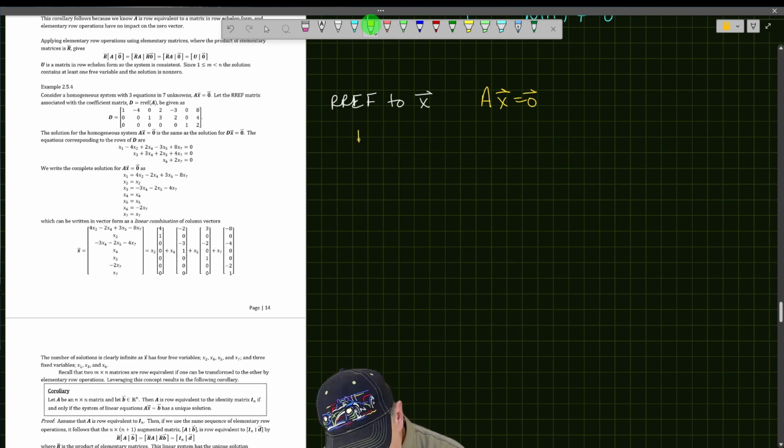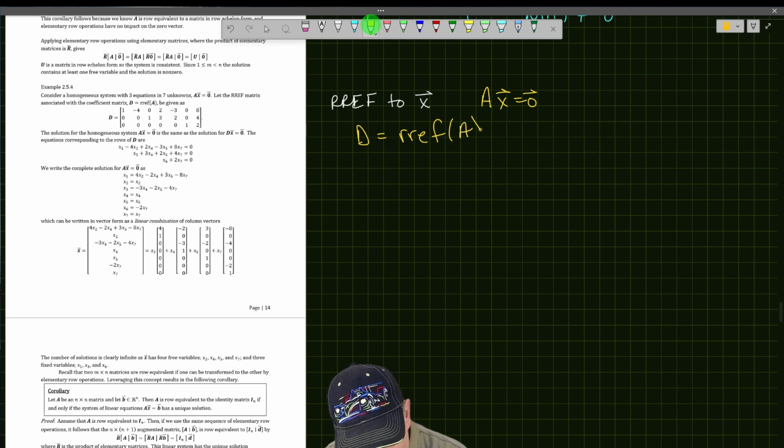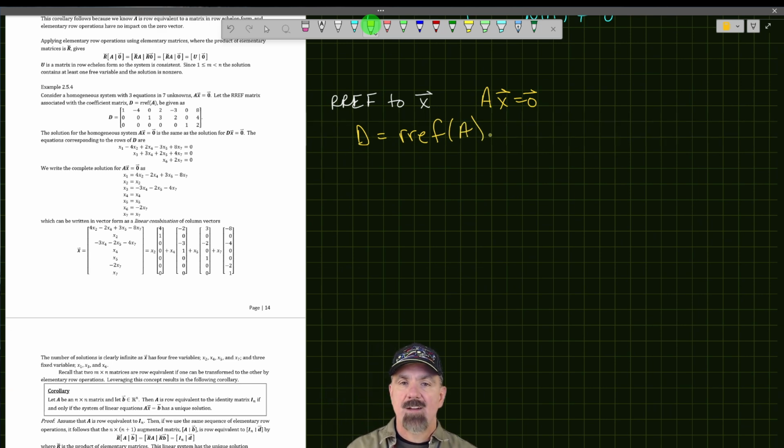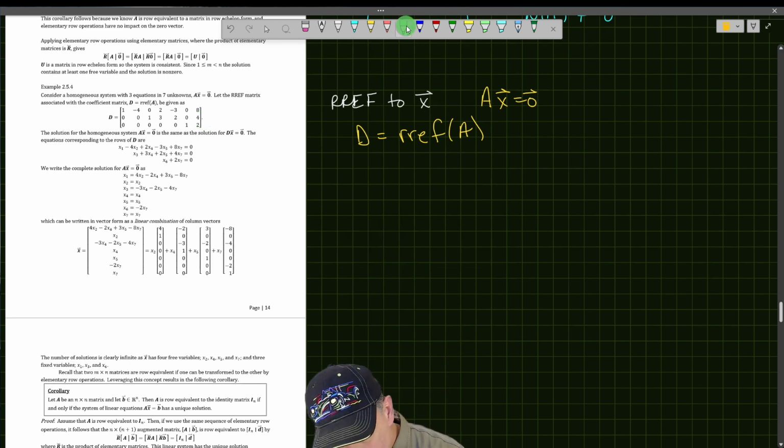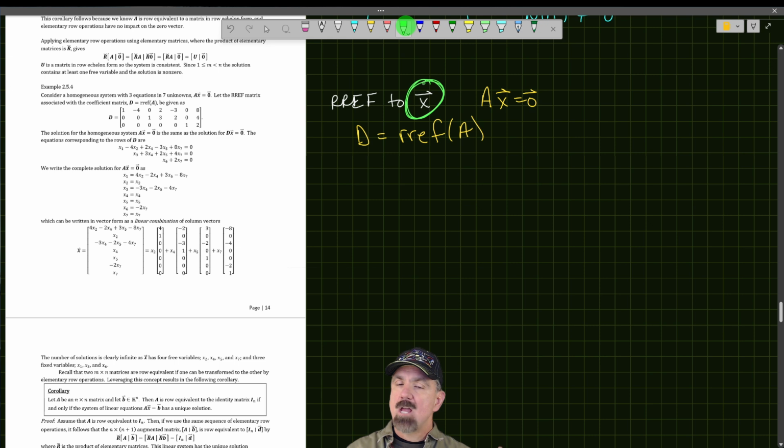So this is telling us that D is equal to RREF of A, which of course is the same as RREF of A augmented with 0, except we've removed the 0 column that would be here. And what we want to do is say, how do we take this and turn it into the vector solution? Our goal is to write the solution as a vector, not just as, hey, x1 is this and x2 is that. That's not what we want. We want the complete solution as a vector.